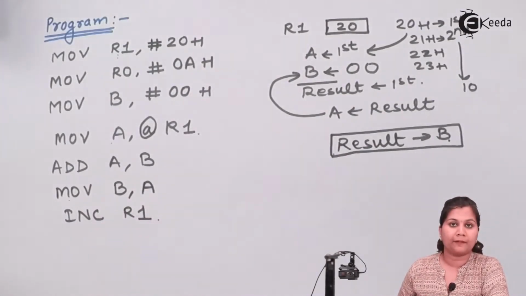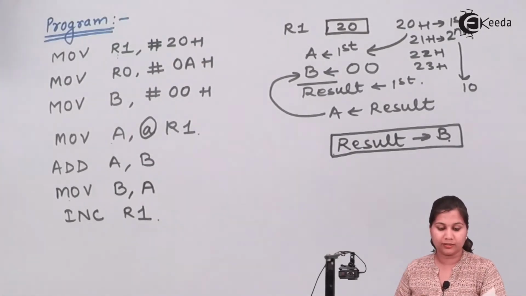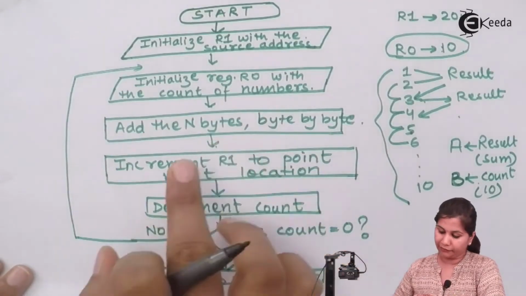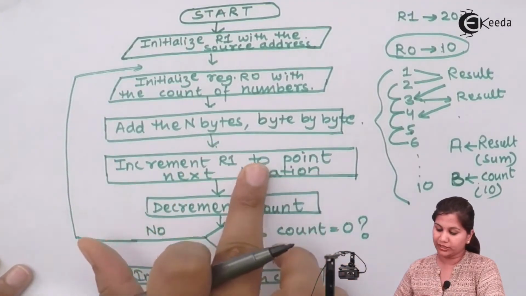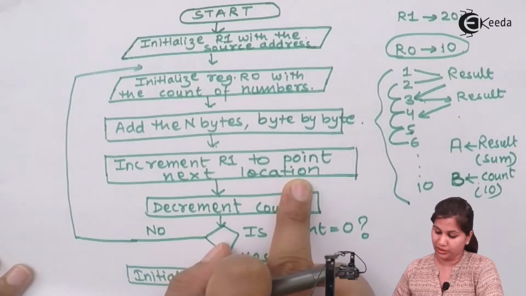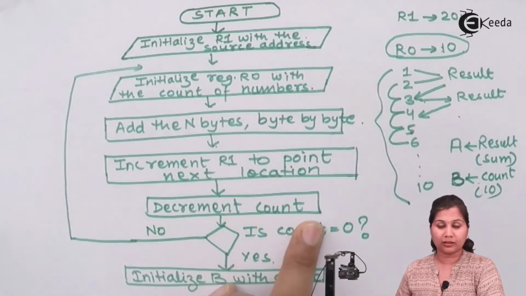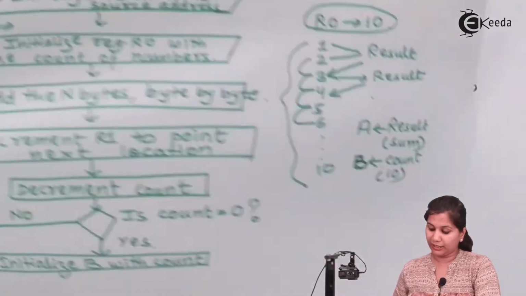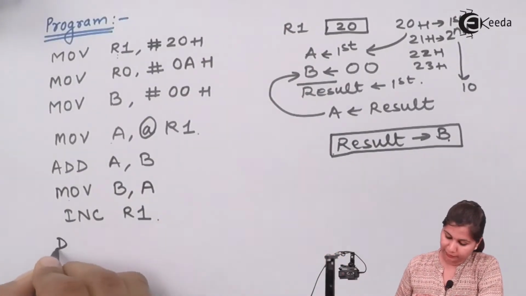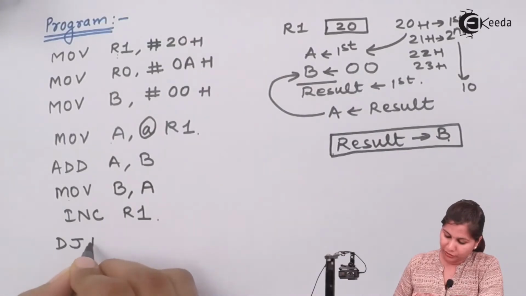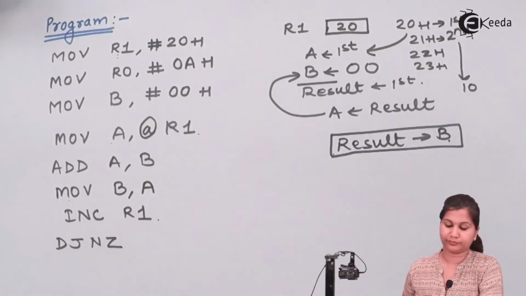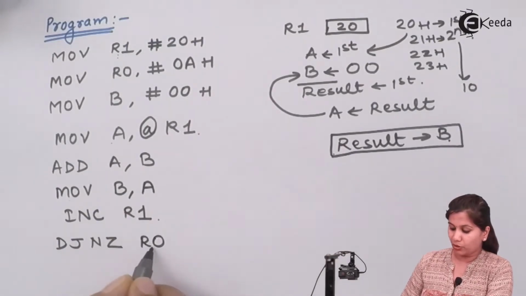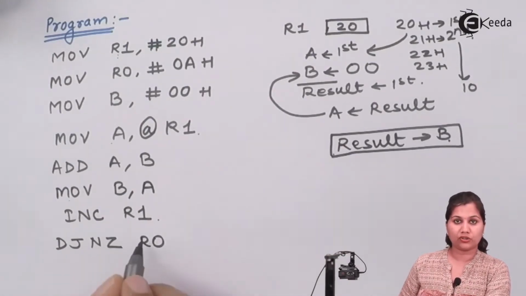Okay, that is also in the flowchart when the bytes are being added. After that you have to increment R1 so that it can point to the next location. After that you have to decrement the count, and also check whether it is 0 or not. For that we will use the instruction decrement and jump if not equal to 0. So it is going to decrement the R0 register, and also jump if it is not 0.